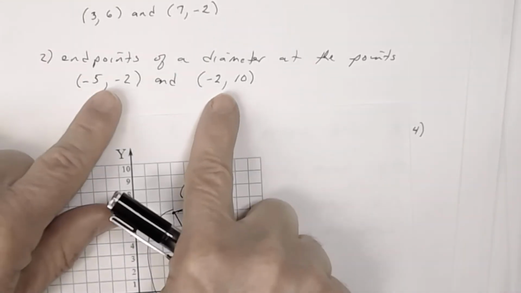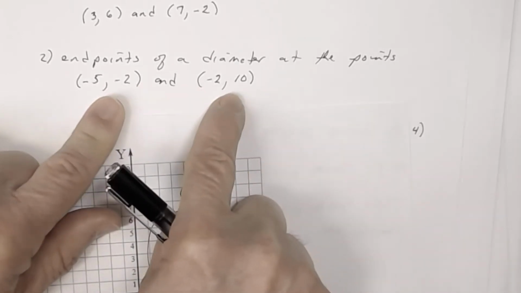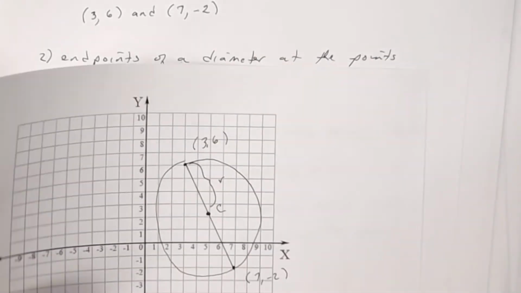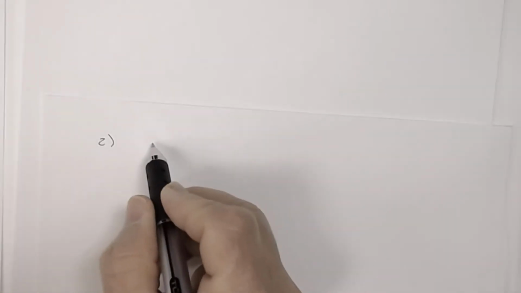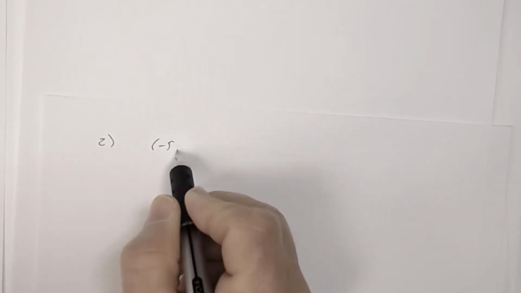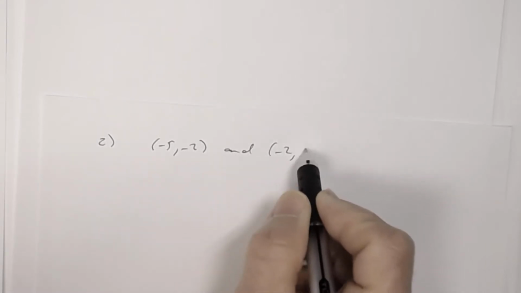Here are the endpoints of my diameter. The center of the circle is the midpoint of that diameter. So we have to find the midpoint. Let's find the midpoint of the diameter first. All right, so this is number 2. We have the endpoints of the diameter being -5, -2, and -2, 10.